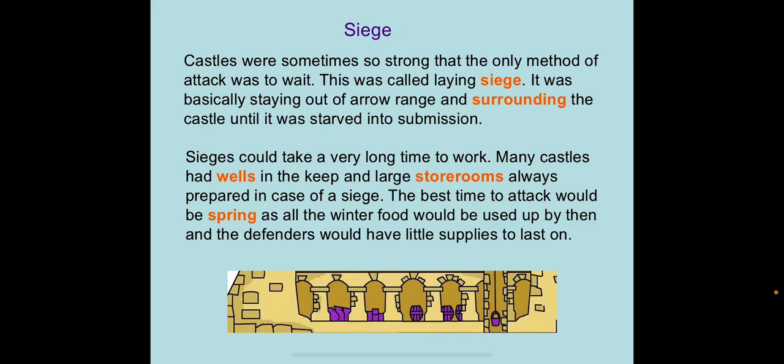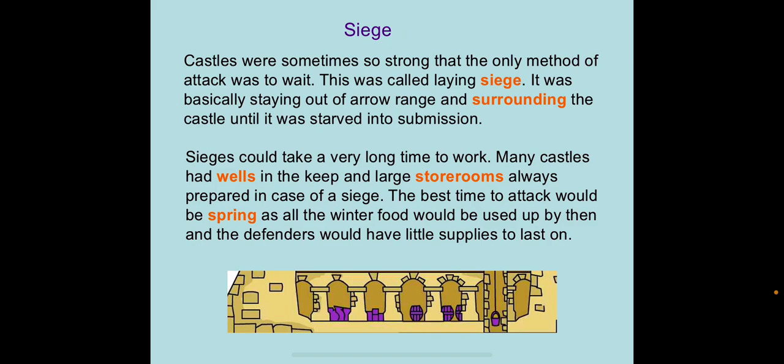I've already told you a little bit about sieges. So sometimes castles were so strong that the only method of attack was to wait. You would circle the castle, and this was called laying siege. It was basically staying out of arrow range and surrounding the castle until it was starved into submission, basically until they ran out of food. Sieges could take a very long time to work. Many castles had wells in the keep and large storerooms, always prepared in case of a siege.